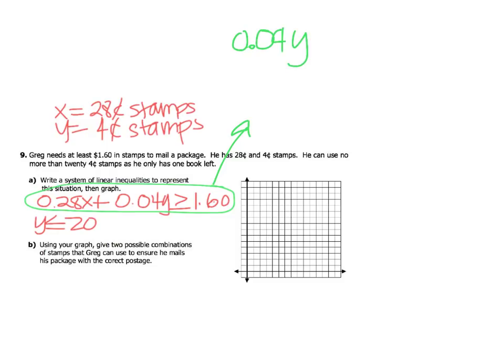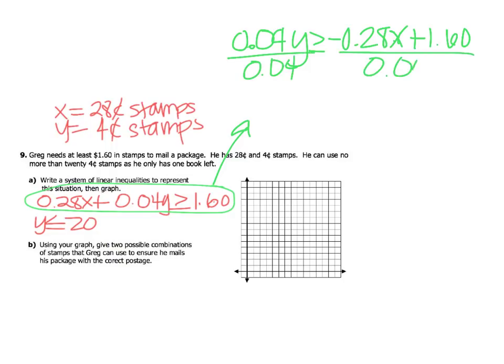0.04y is greater than or equal to negative 0.28x, not y, x. What am I doing? All right, plus $1.60. Okay, so what we did is we subtracted 0.28x from both sides. Now we want to divide both sides by 0.04. Divide both sides by 0.04.